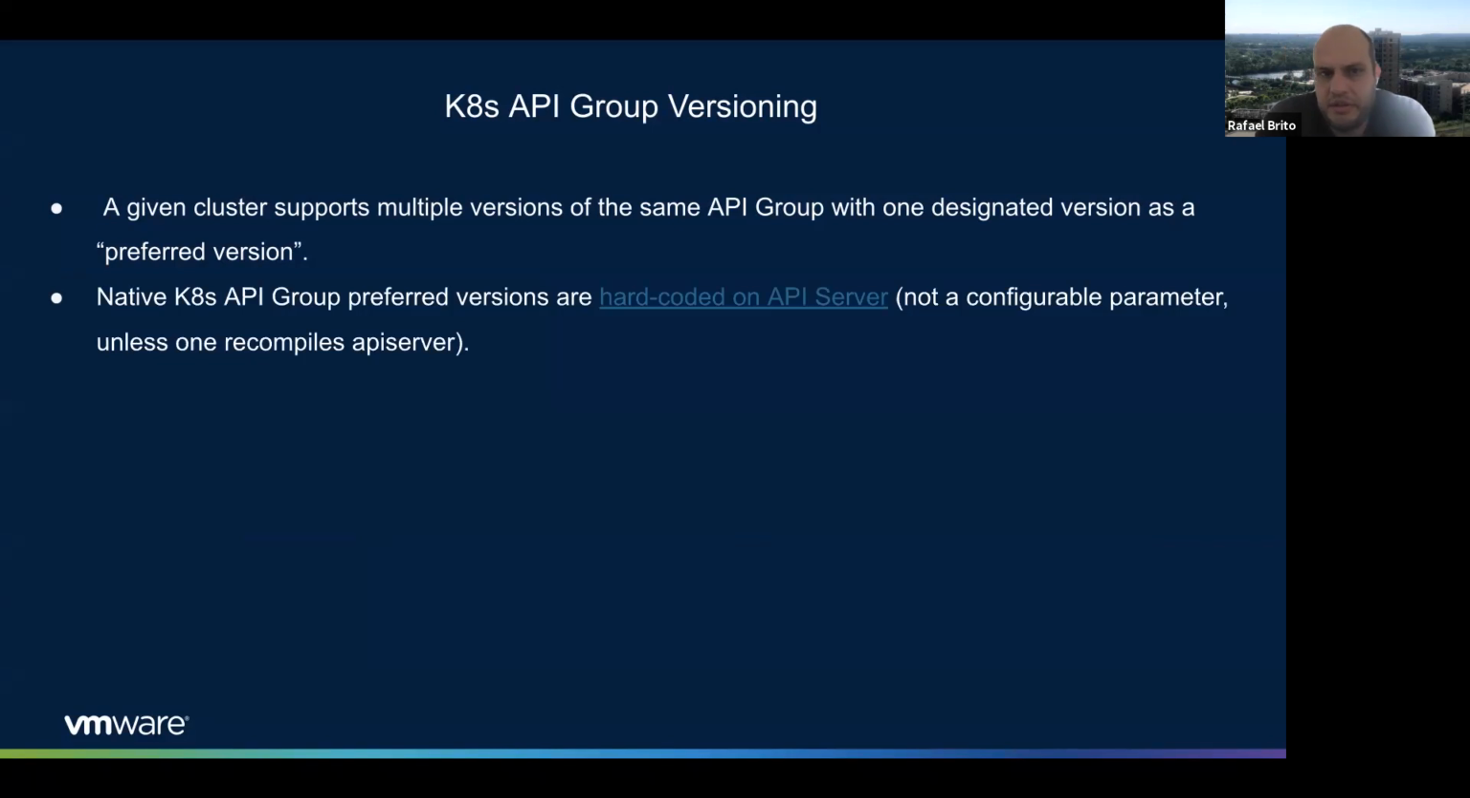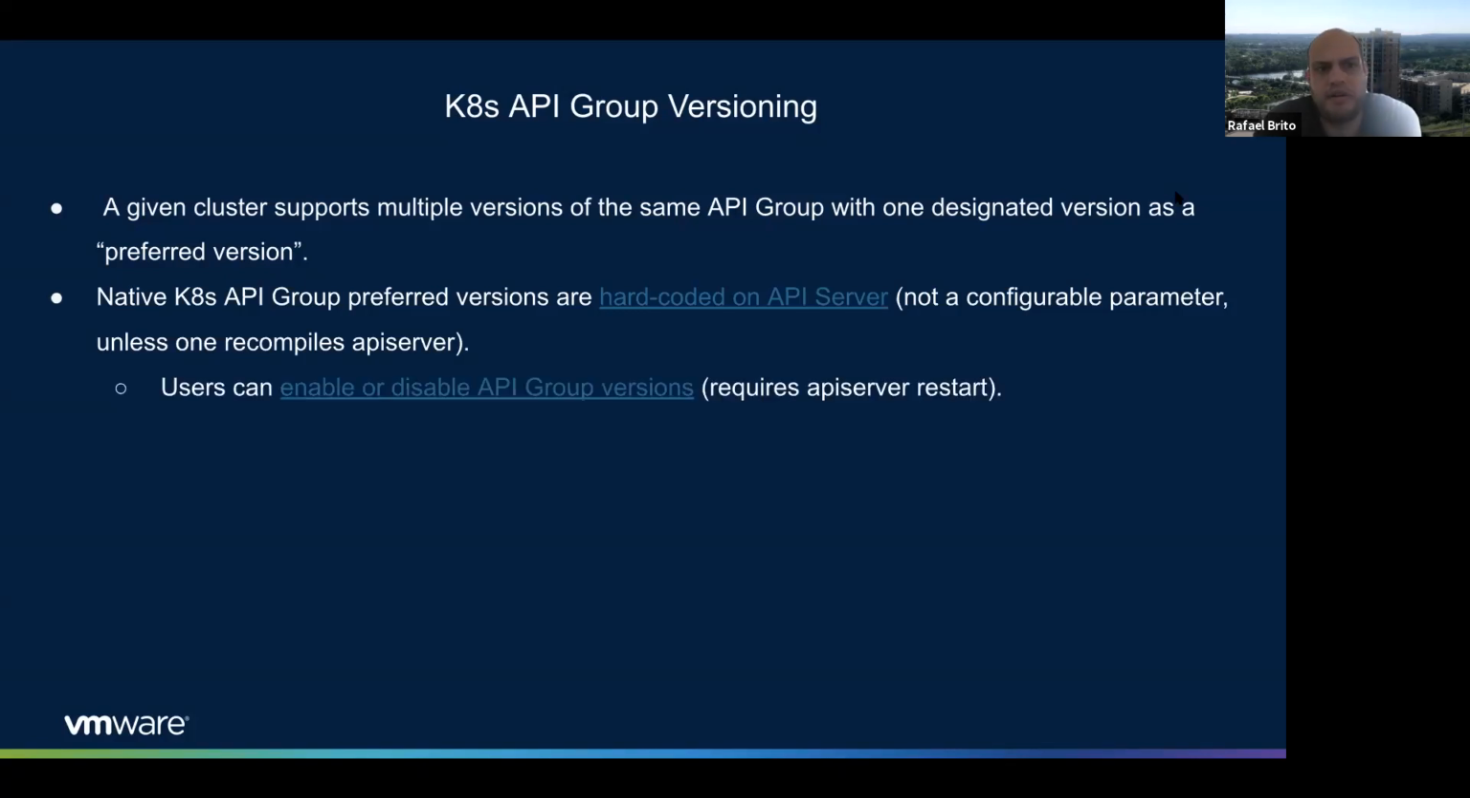Those preferred versions for the native API groups are hard-coded in the API server. It's not a configurable parameter. So if you have 3 versions of the API group, using autoscaling as an example, only one is preferred and is hard-coded in the API server.